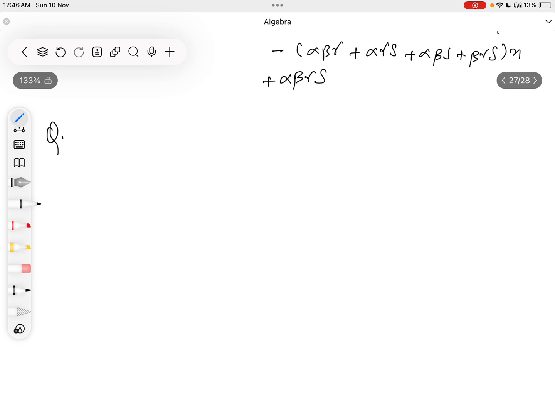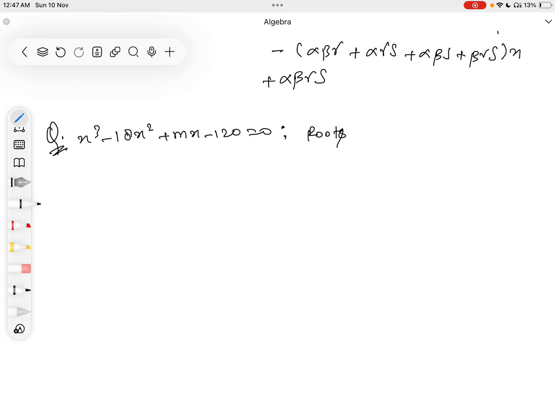Let's do our questions because that is the most important aspect. Let's say you're given an equation x cube minus 18x square plus mx minus 120 equals to 0, and the roots of this equation are given in AP, and you need to find m. So try to find that out.